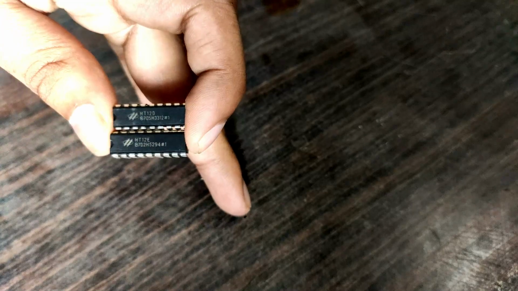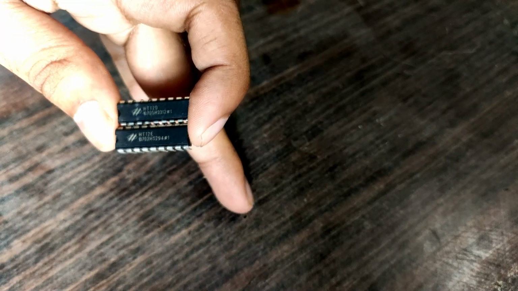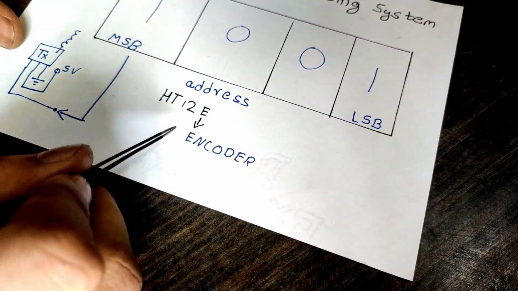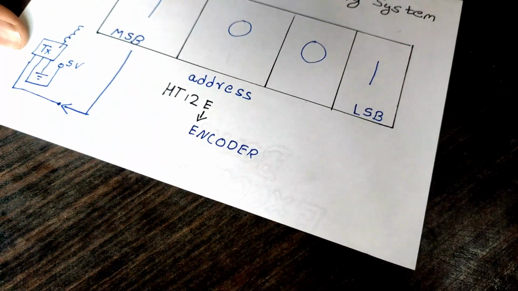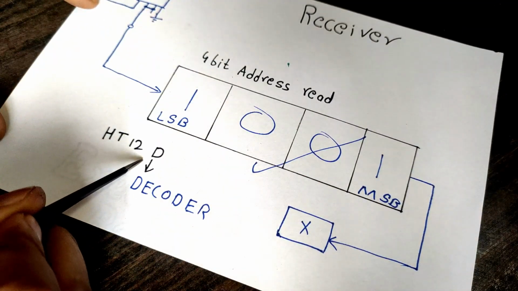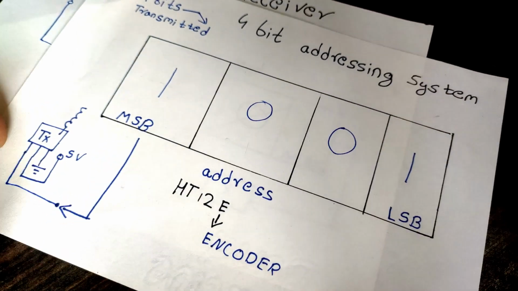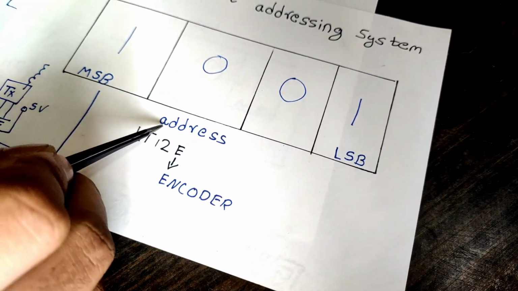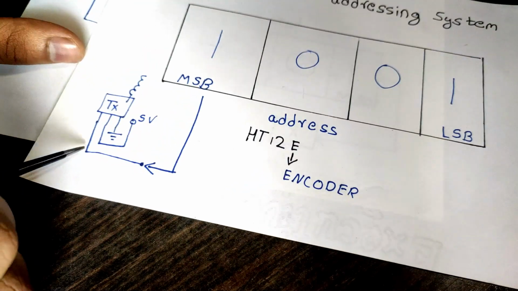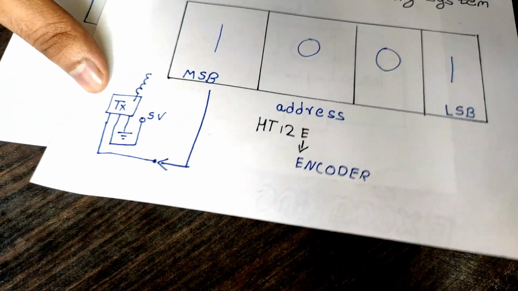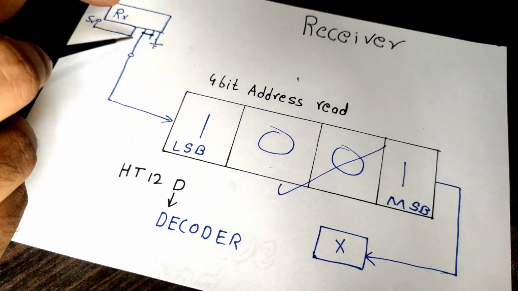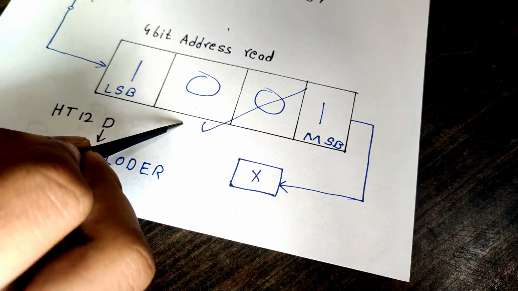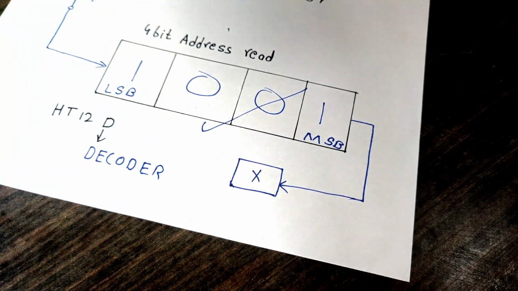Now after we have learned about the addressing system, we can take a look at these two ICs, the ST12E and the ST12D. We will use the ST12E for the transmitter side, and the E stands for encoder. We will use the ST12D for the receiver side, and the D stands for decoder. The ST12E IC includes the addressing system, which is of 8 bits instead of the 4 bits we saw, and it also generates the output signal which can be transmitted through the TX module, which will then be received at the receiver module, and the signal will be sent to the ST12D IC, which will check the address and also execute the data which will be received along with the address.